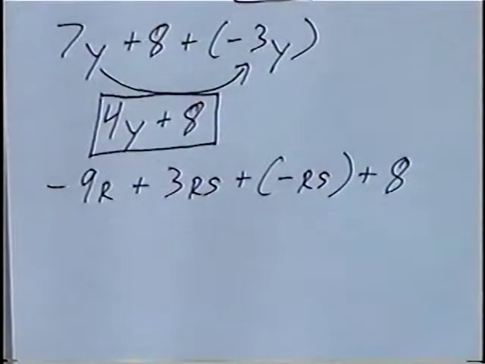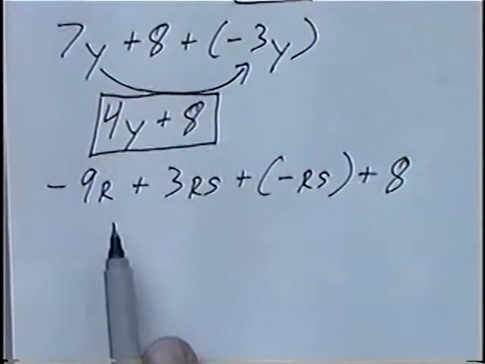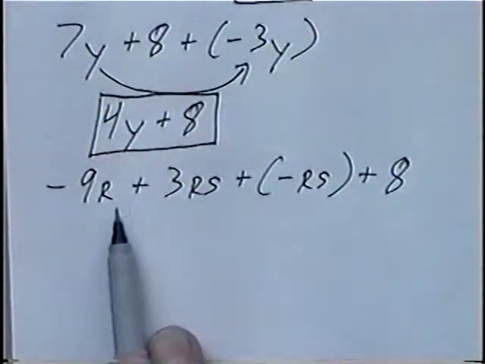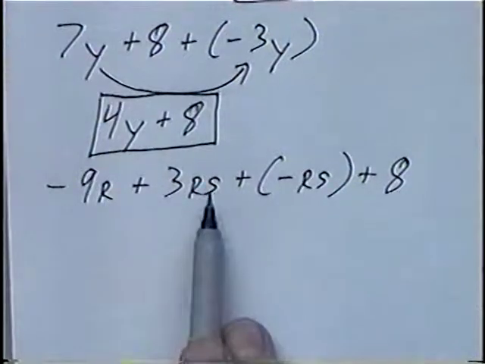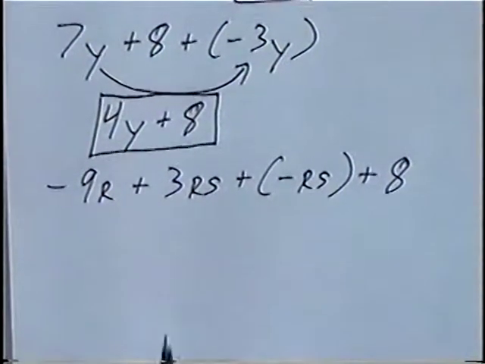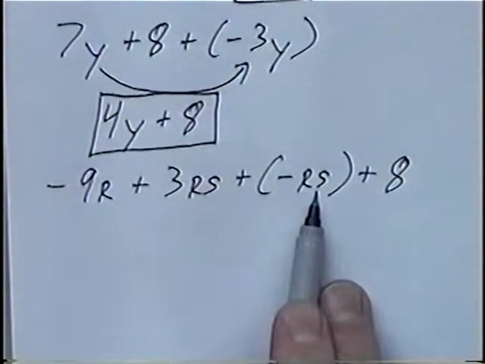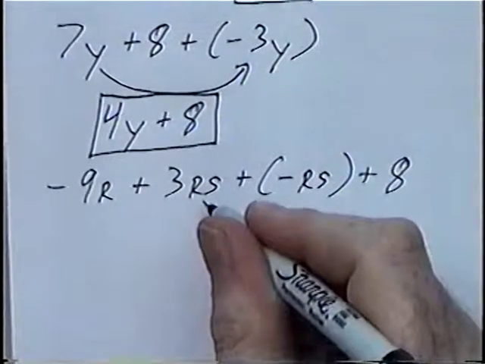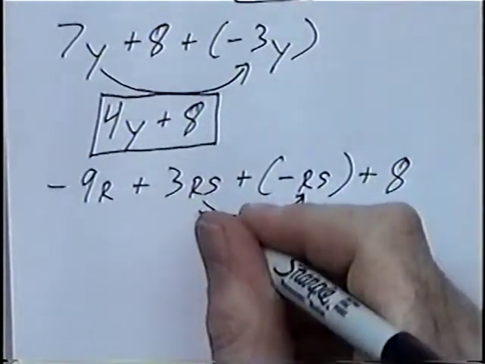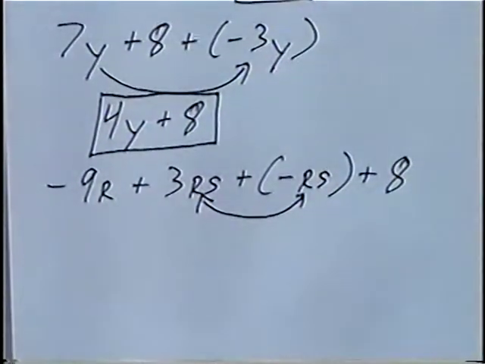Looking for like terms in this example, again we have to have the same variable with the same exponents. R is different than rs. They have to be exactly the same to have like terms. But rs is the same as this rs. So the two rs terms we can combine together.